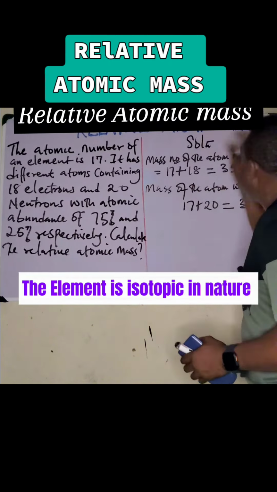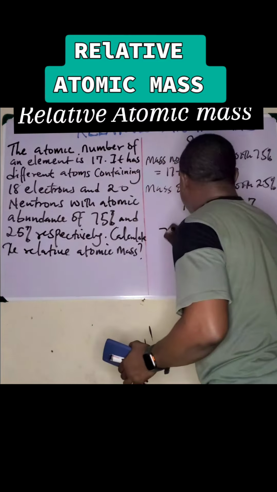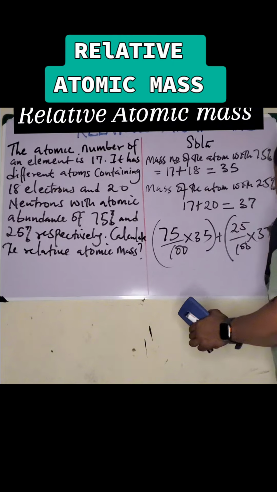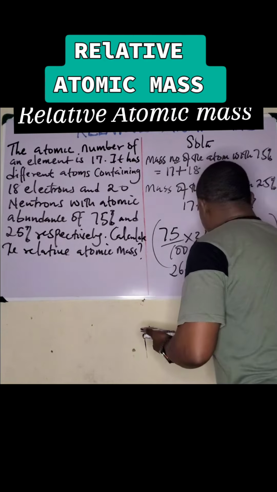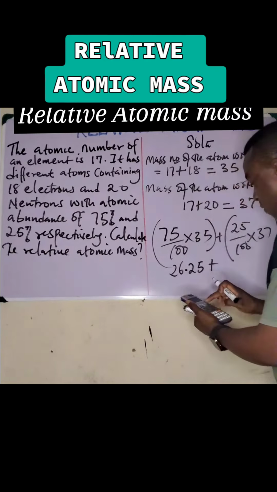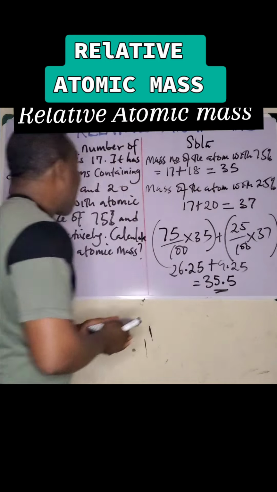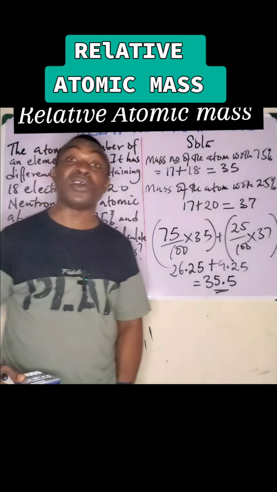So if such is the case, it is now very easy for us to calculate the relative atomic mass of this element. So how do we do this? To do this, all we got to do is to multiply 35 by 75 over 100, in bracket plus 37 by 25 over 100. So this is what we have. If we go by our calculator, look at what we have: 26.25 plus 9.25. So if you add them, the relative atomic mass of this very particular element is 35.5.